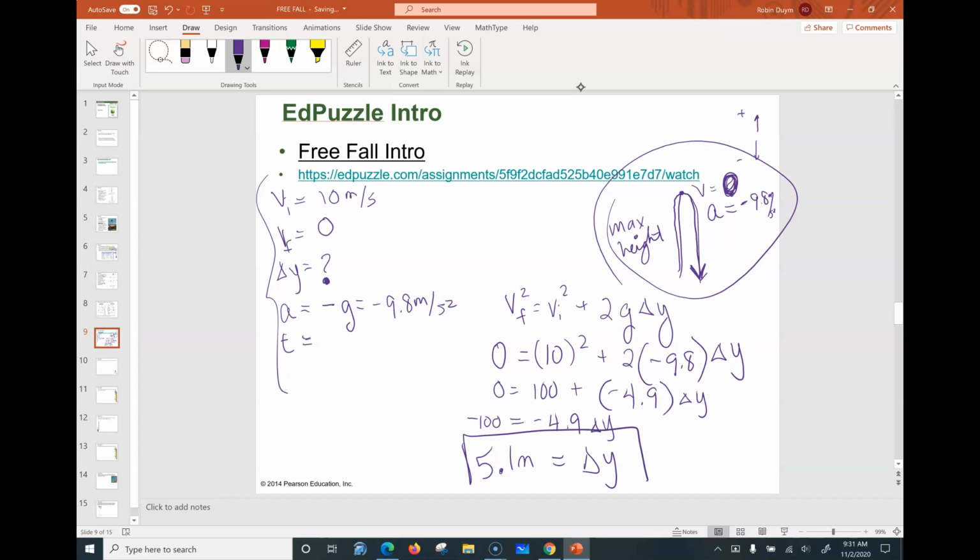Okay, so that means if you throw a ball or anything really up in the air at 10 meters per second, it's going to travel 5.1 meters. It's positive, so we know that it works out and that it's moving upward and our displacement is upward. All right, let's keep going.